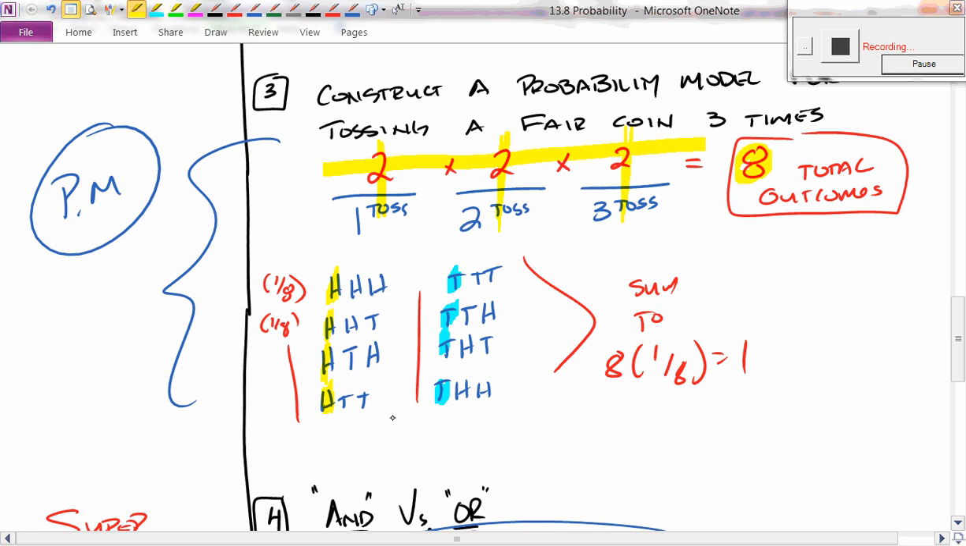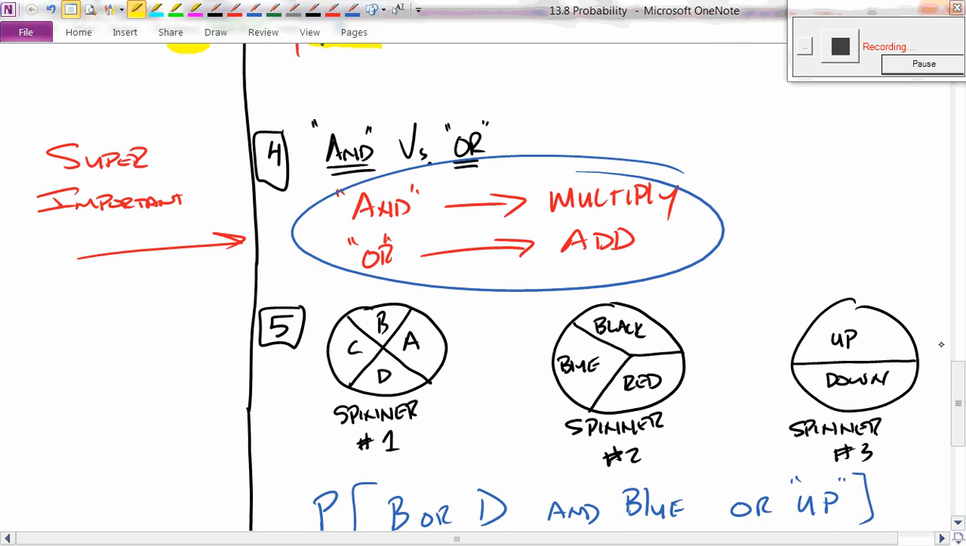Then we listed all of the outcomes, starting with heads: head, head, head; head, head, tails; head, tails, head; head, tails, tails; and then everything with tails. Each of these outcomes gets probability 1/8, and of course they sum to 1. So this whole thing that we did collectively is a probability model. Then I talked about a very important difference between "and" versus "or". And means multiply, or means add.